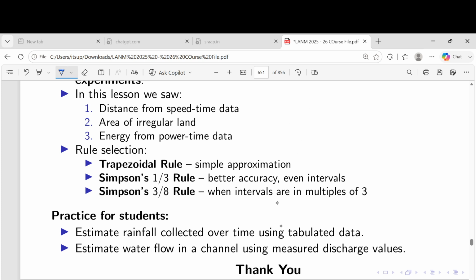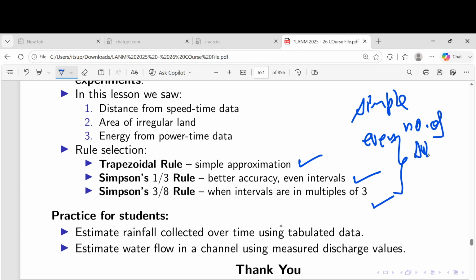Rule selection again: trapezoidal rule for simple approximation, Simpson one-third rule for better accuracy with an even number of intervals, and Simpson 3/8 rule when intervals are in multiples of 3. So these three requirements are necessary for the trapezoidal, Simpson one-third and Simpson 3/8 rules.